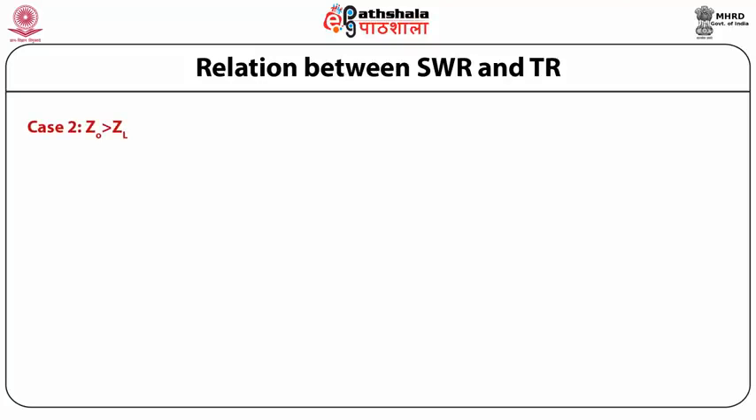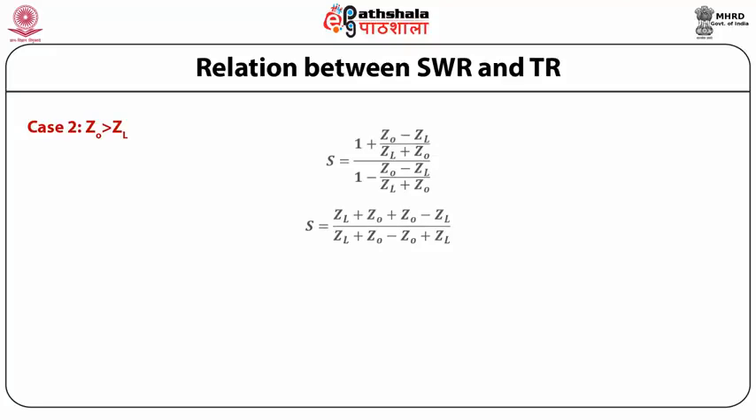And case 2 is Z0 greater than ZL. We have S equal to 1 plus Z0 minus ZL divided by ZL plus Z0, divided by 1 minus Z0 minus ZL divided by ZL plus Z0.